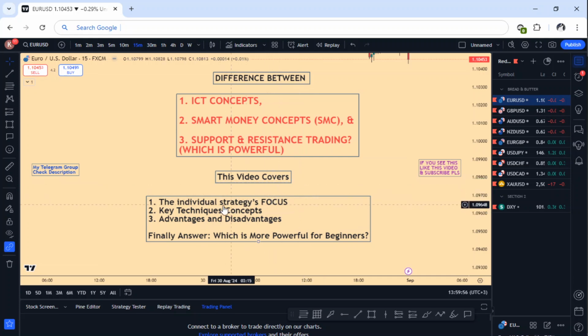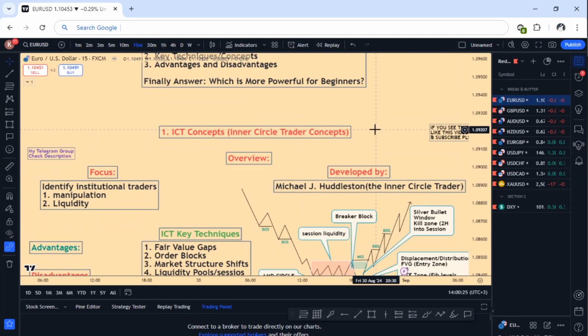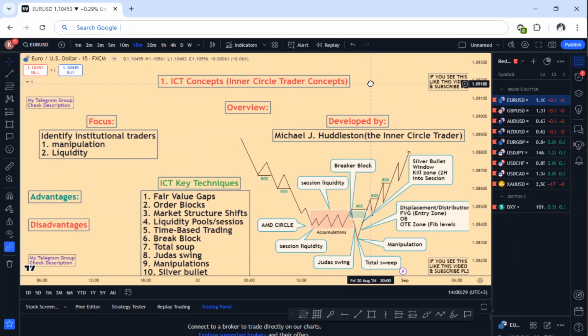Now this video is going to cover the comparison of the strategies' focus, that is the SMC, ICT, and support and resistance focus. Then we are going to look at the key techniques or concepts in each, and then the advantages and disadvantages, meanwhile providing examples. So let's proceed with the first example, which is the ICT concepts, or the inner circle trading concepts.